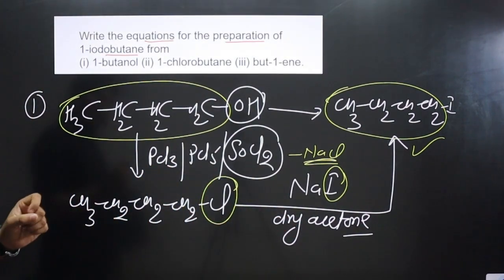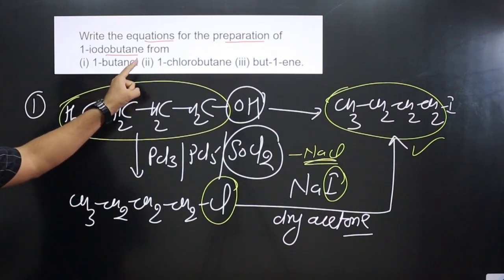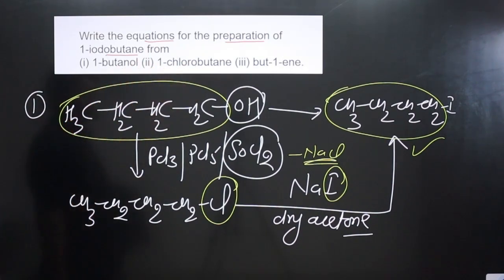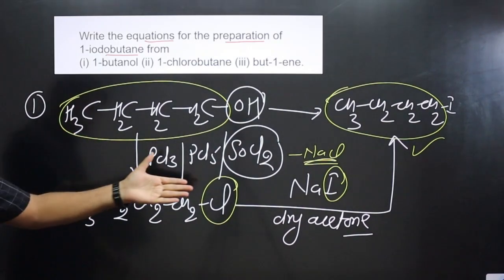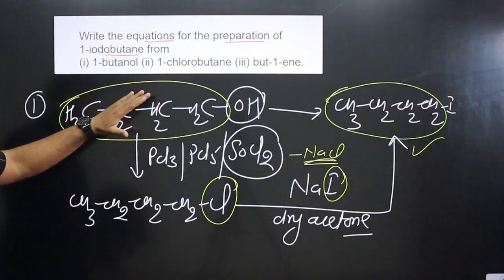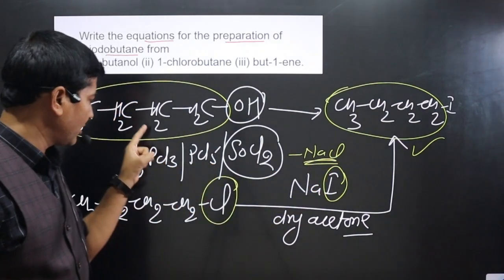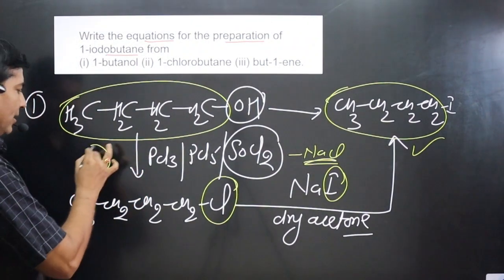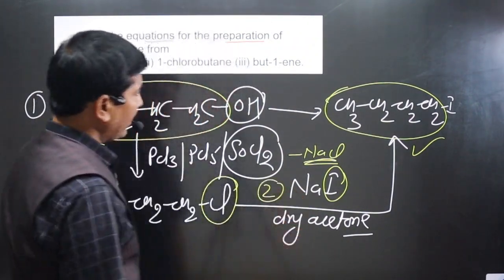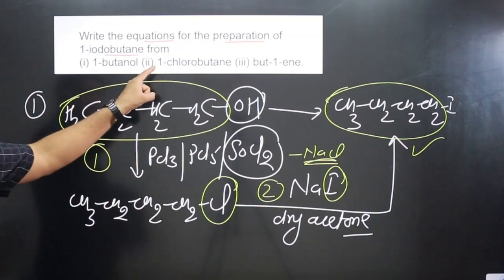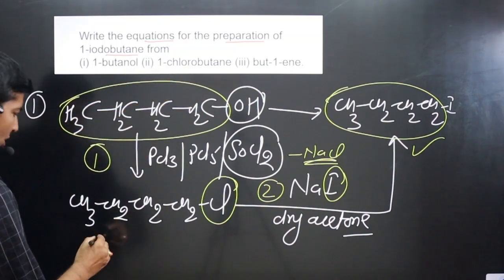Okay, we have the second conversion. Second conversion, it says 1-chlorobutane, and you can find this conversion in the same scheme itself. This conversion is completed in 2 steps. This is the first step and this is the second step. Okay, if you look at the second step, it says 1-chlorobutane. This is what we have, 1-chlorobutane.